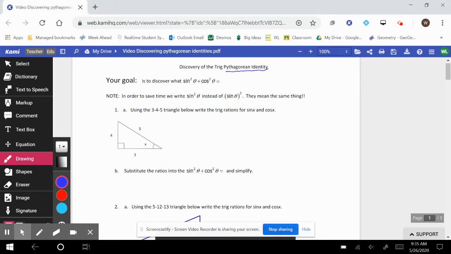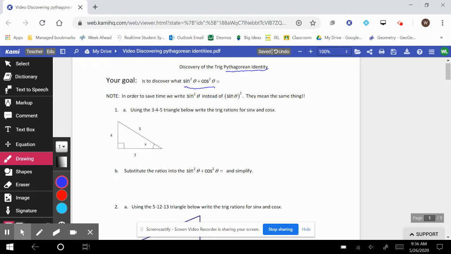Okay, and it should make sense to you why they're called that once we start doing these examples and how they relate to the Pythagorean theorem. Okay, so first note that our goal is to discover this identity right now. This is the first one we're doing, sine squared of theta plus cosine squared of theta. Okay, so our goal is to figure out what that identity is equal to.